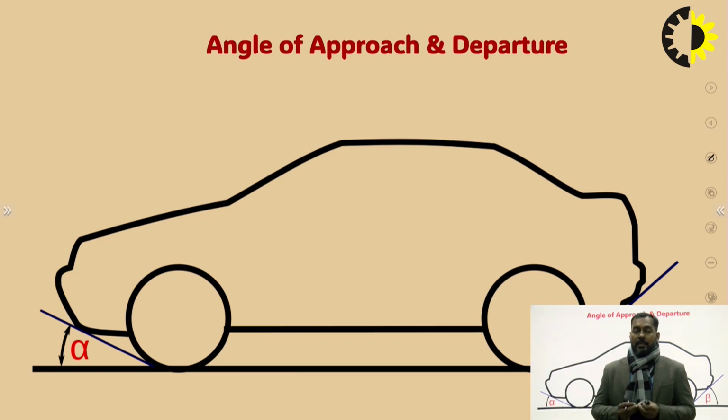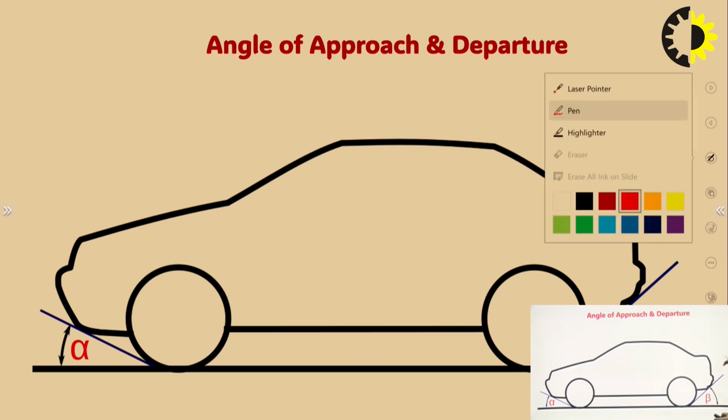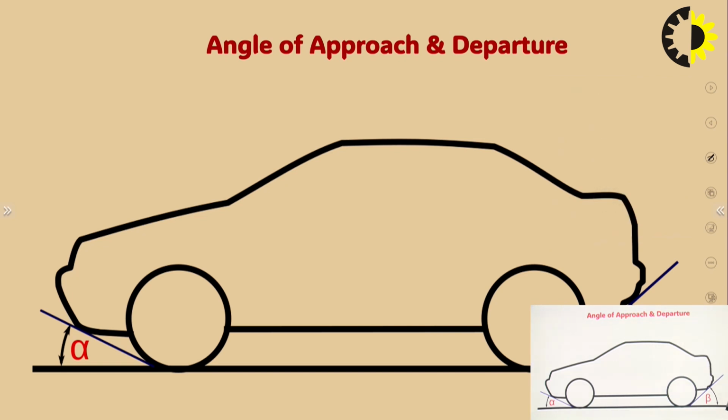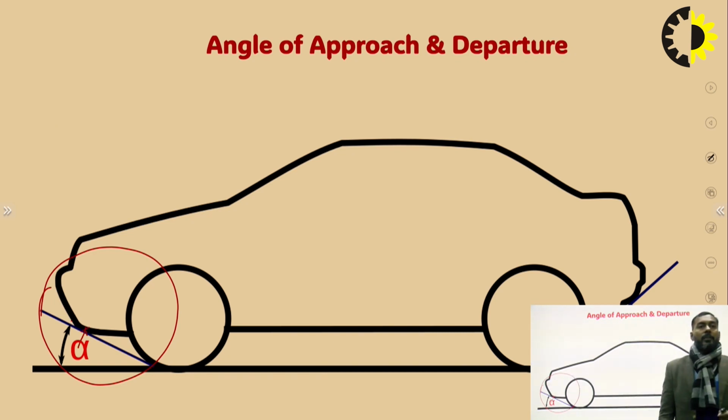Where it can be used, what it is. This is a schematic diagram of a car. This alpha is the angle of approach and beta is the angle of departure. First of all, what the angle of approach is. This is the front of the car, and this one is the lowest part of the front end of the car.